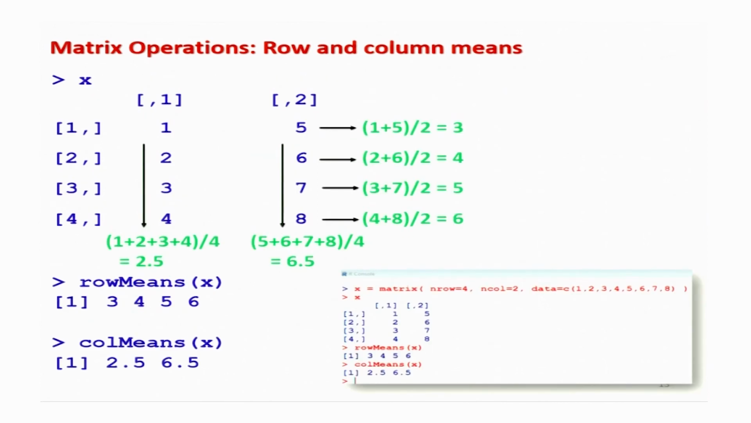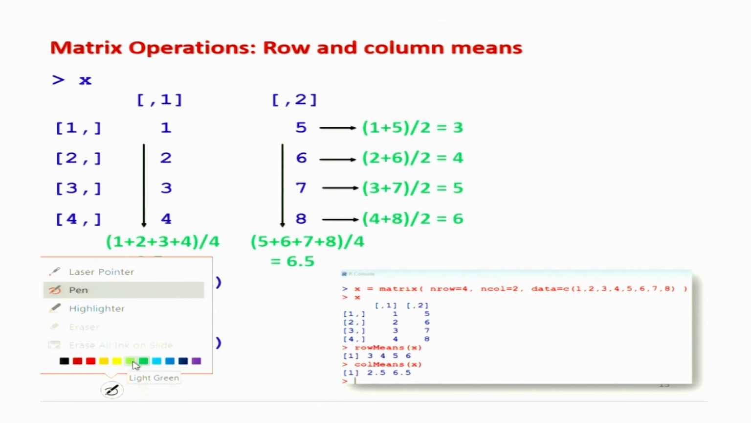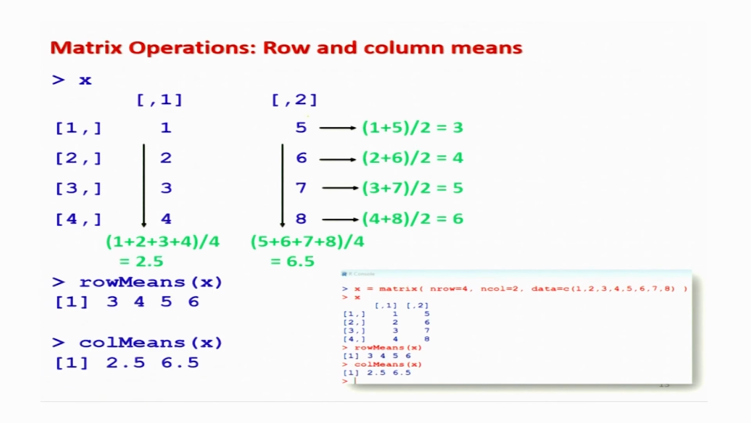So, this is a very simple operation. If you try to look here, it will say here 1 plus 5 divided by 2, which is 3, then 2 plus 6, which is here 8 divided by 2, which is here 4, and then 3 plus 7, which is here 10, 10 divided by 2, which is here 5, 4 plus 8, which is here 12, 12 divided by 2, which is here 6.